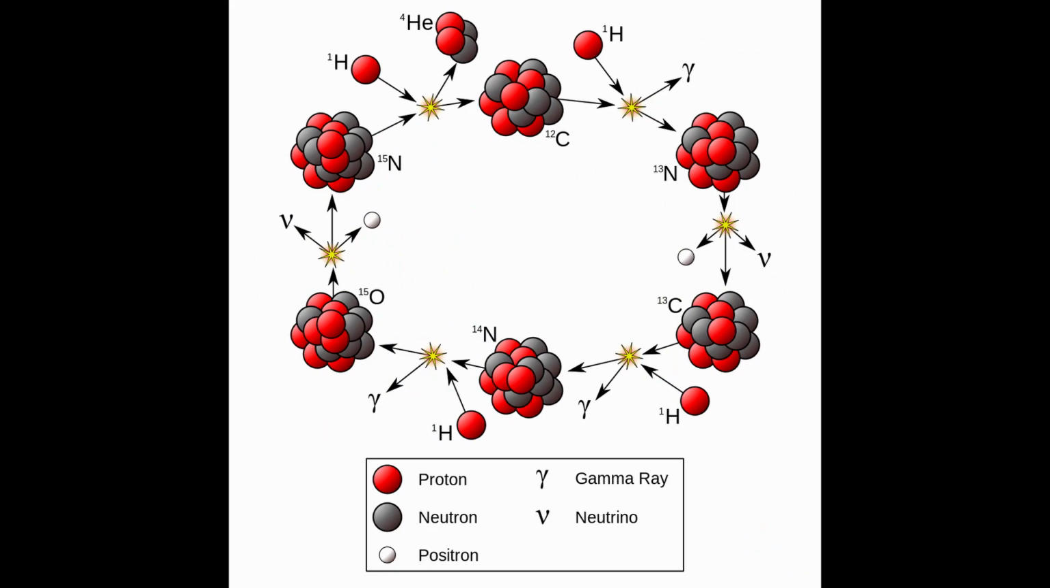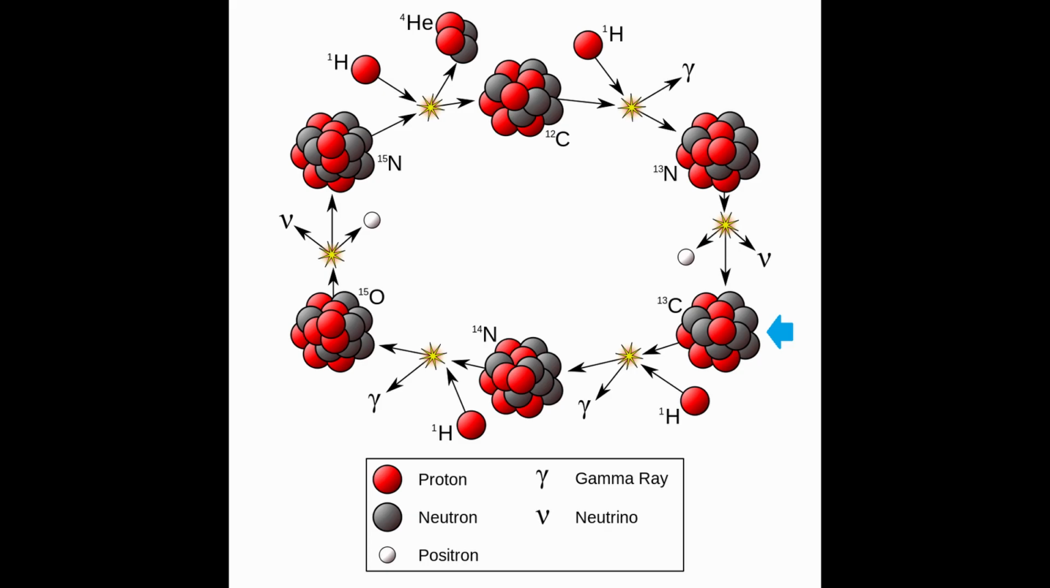It is a catalytic cycle, starting with a carbon-12 atom encountering a hydrogen atom under intense pressure and temperature. This reaction then forms gamma rays and an isotope of nitrogen, nitrogen-13, which then quickly decays into neutrinos and positrons and an isotope of carbon, carbon-13.